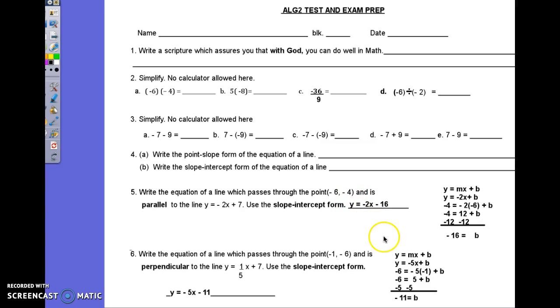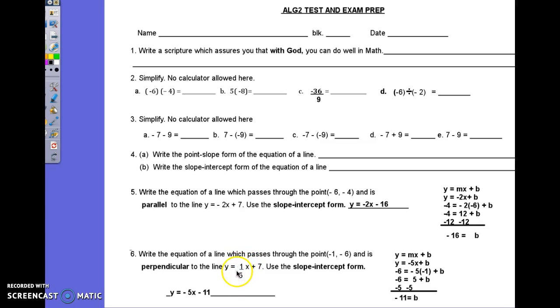Well, let's take a look at a similar one in number 6. Write the equation of a line which passes through the point -1, -6, and is not parallel now, but perpendicular to the line y equals 1/5 of x plus 7. Perpendicular, what does that mean? It means the line we seek will have a slope which is a negative reciprocal of the slope of this given line. What's the slope of this line? You said it. It's 1/5.